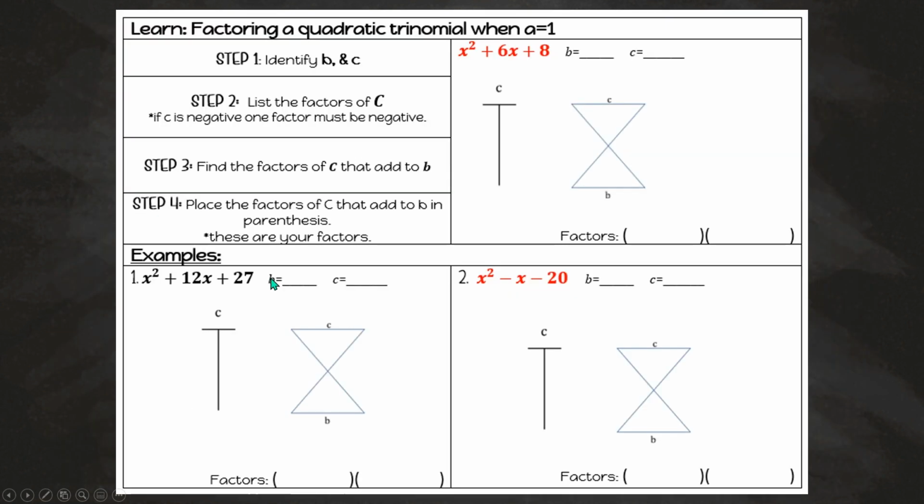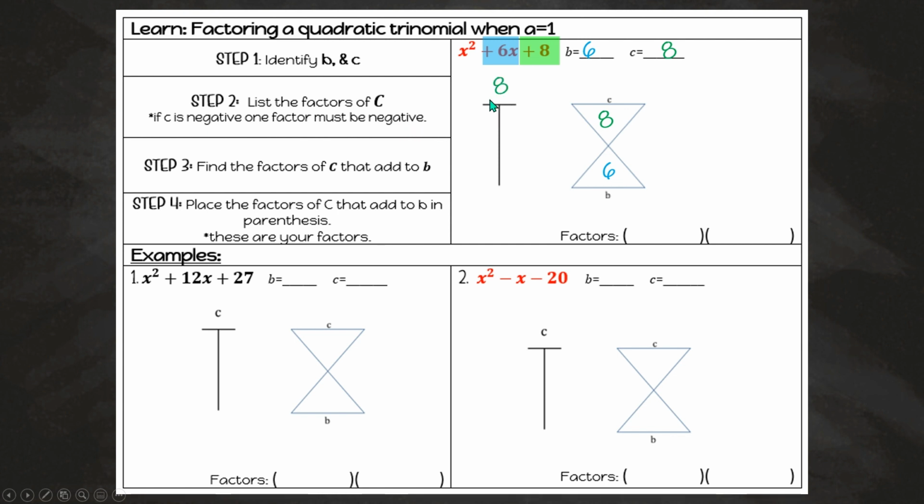So just know that when you are trying to factor something, if it doesn't work, it might be a prime polynomial. Okay, so steps to factoring a quadratic trinomial when a is equal to 1. So our a term has to be equal to 1 in this example. And so here we need to identify our b and our c term. So our b is equal to 6, our c is equal to 8. And our second step is going to be to list the factors of c. So what are all of the factors of 8 that will add together to give us our b, 6? So if c is negative, one factor must be negative, something to keep in mind.